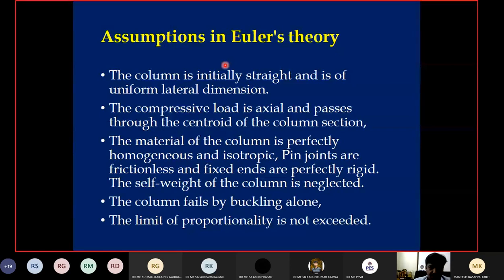So if, in case you're all students expecting some question and answers on this particular Euler buckling theory, there could be one question for 5 marks: What are the assumptions that were made by Euler for the equation that he derived for the critical buckling? You may have to read out these things.